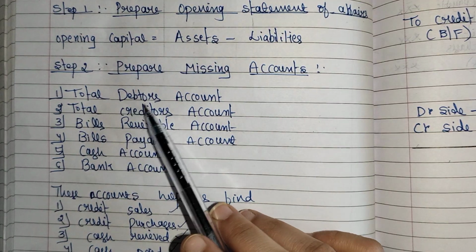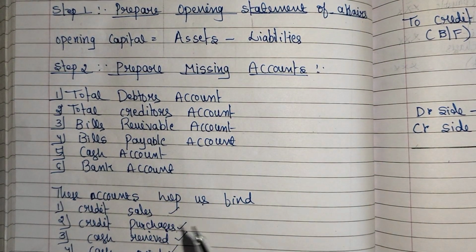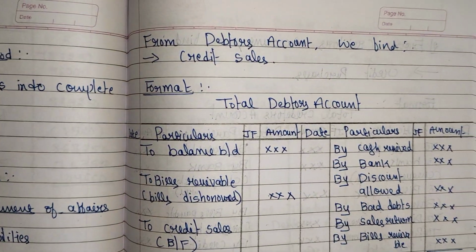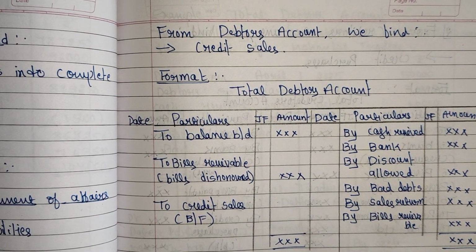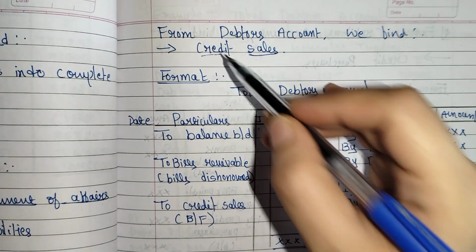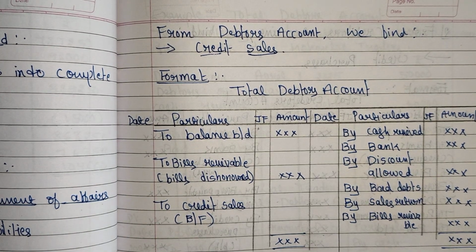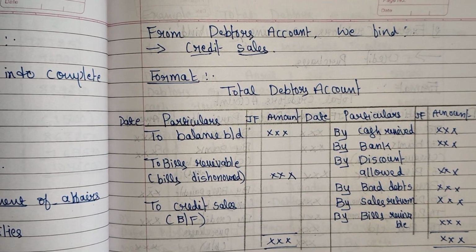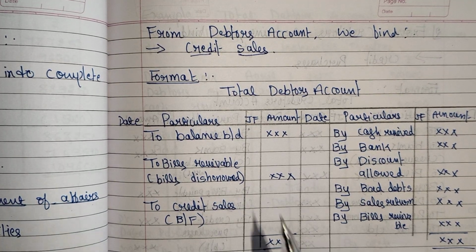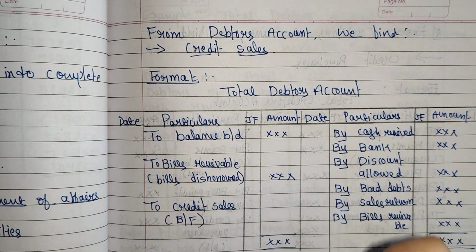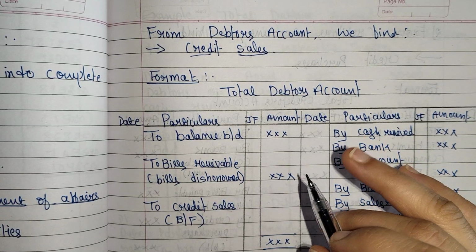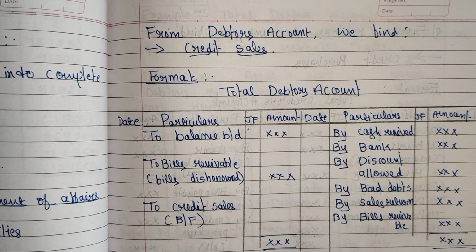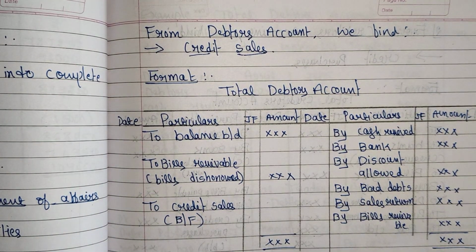Clear? Now let's discuss the total debtors account. So see here, from the debtors account we find credit sales. If we prepare the debtors account, we find out credit sales. Clear? Debtors means customers who owe money to the business. So we can find out the total credit sales amount.